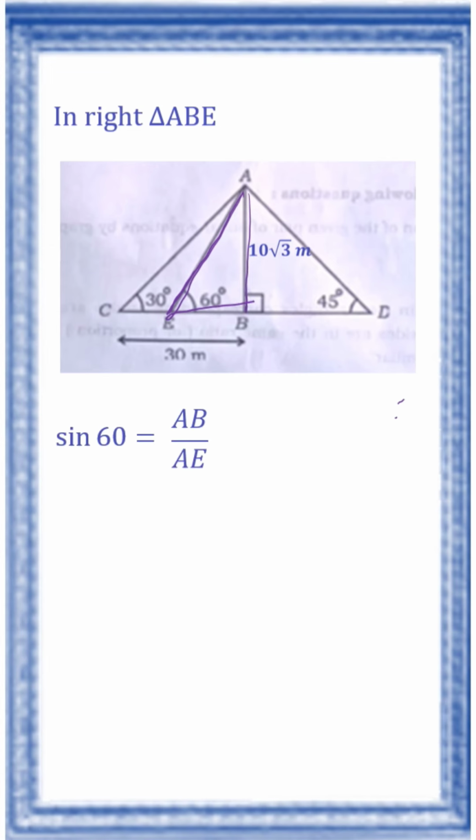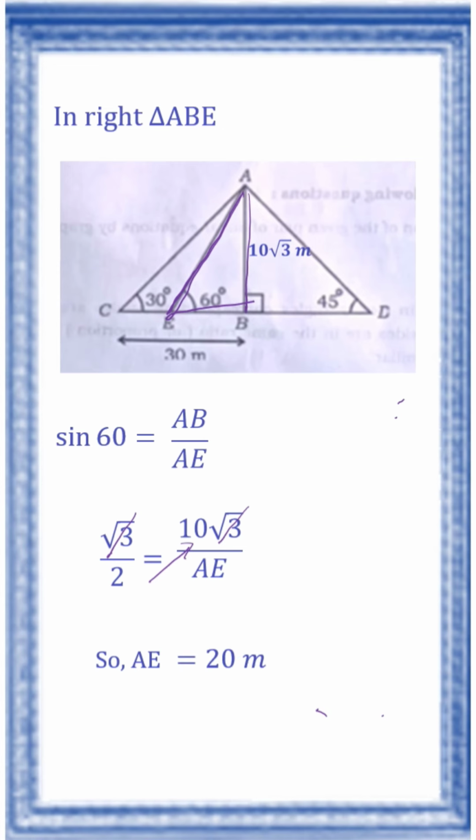Now let us find AE. To find AE, we have to select ABE since it belongs to this triangle. Sin 60 is equal to AB by AE, opposite by hypotenuse. Opposite we have found out at an earlier stage. Sin 60 is root 3 by 2, AB is 10 root 3 by AE. Then again cross multiply. Here root 3 and root 3 get cancelled. So AE is 2 into 10, that is 20 meter.